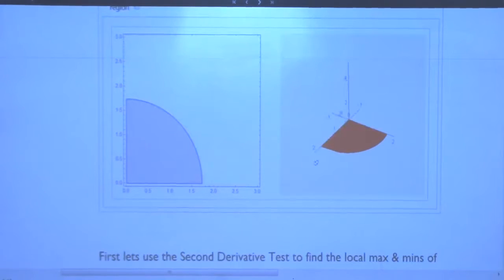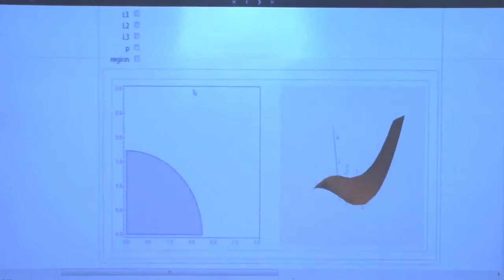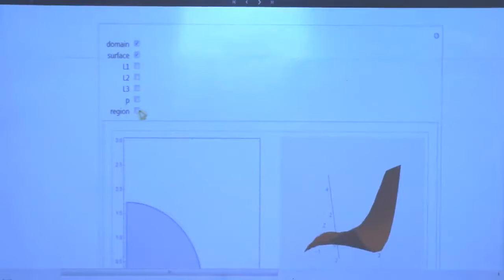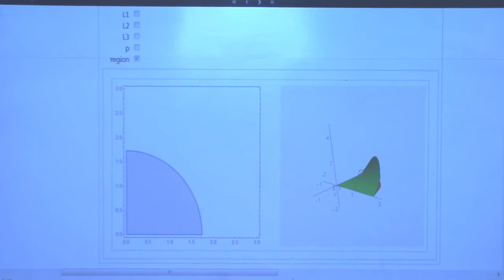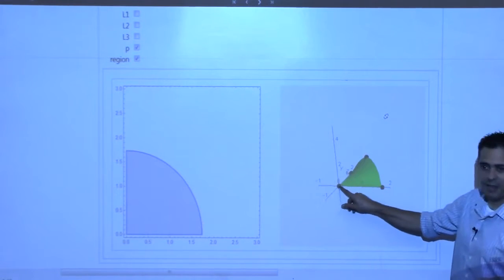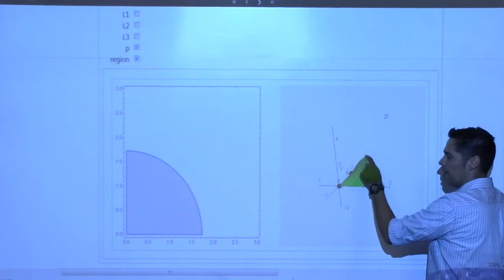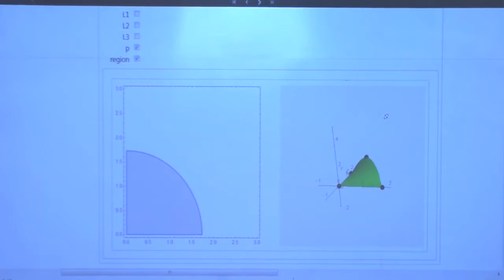There's your domain. There's a domain on the ground. Here's the surface. Weird looking thing. Here's the surface restricted. Okay. And there are the points that we found. Now, I actually did not include, I should include every point on this edge, right? Those are my minimums. Every point on this edge are my minimums. But you can see that part right there. There's our maximum right there. All right?